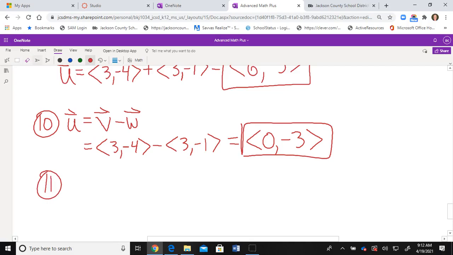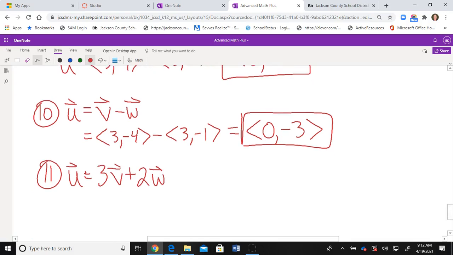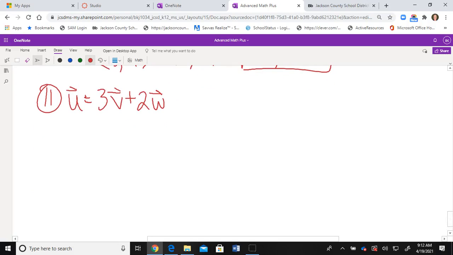Number 11 says vector U equals 3 times vector V plus 2 times vector W. A little more work to this one. Plug them in. 3 times, again, vector V one more time was 3, negative 4. Plus 2 times vector W, which was 3, negative 1.